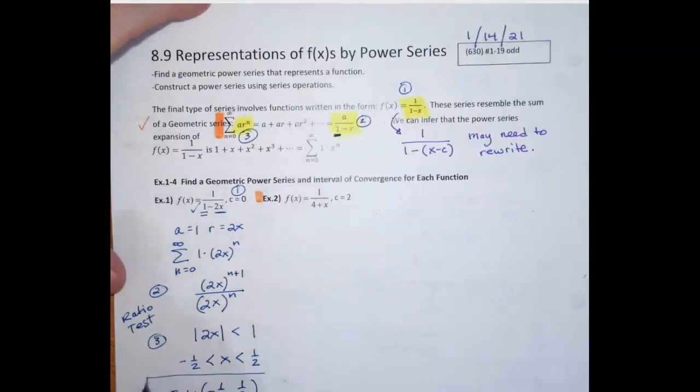Alright. And this is a geometric series, and the absolute value of R is greater than 1. So that diverges. So we don't need to check the endpoints.